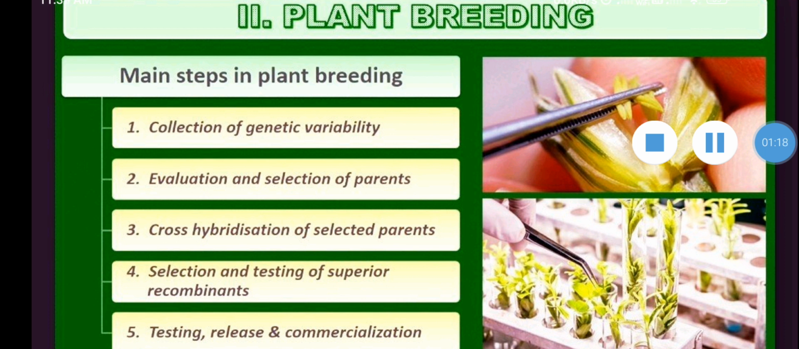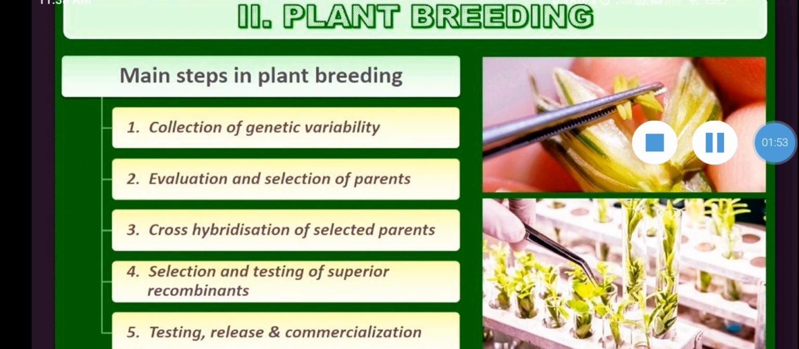You know that in hybridization, the desirable characters of two or more varieties of plants are mixed. So that is called hybridization, or a hybrid plant or animal. So hybridization can be intravarietal or intervarietal, interspecific or intergeneric.